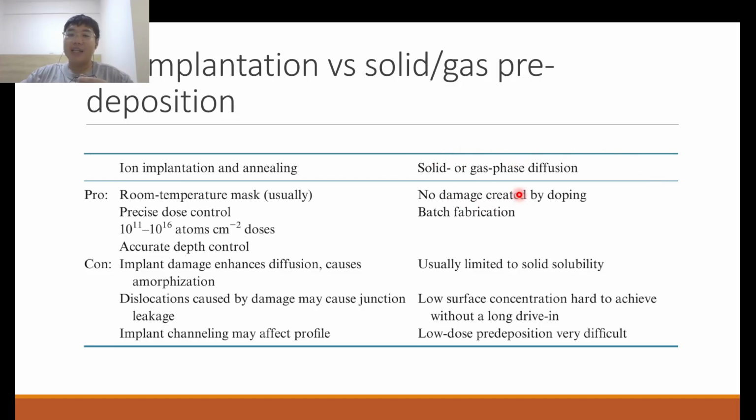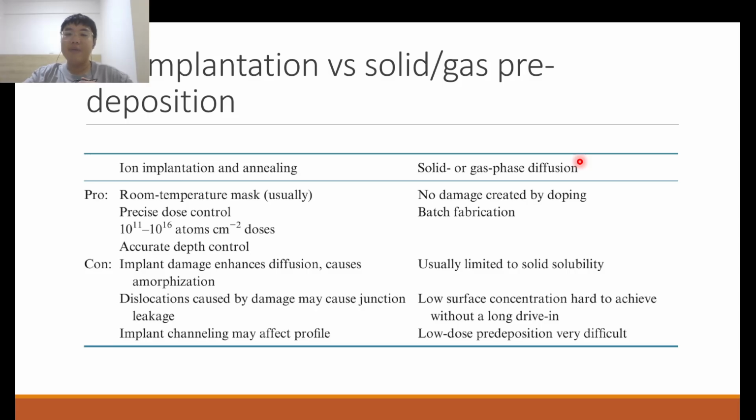And then let's look at the other case of solid or gas phase diffusion. So the pros is that there's no damage caused by doping, and that it can be fabricated in larger batches. You can have a few wafers and then we diffuse the gases in together, right? However, the con is that, as mentioned earlier, the diffusion is limited to the solid solubility level. So we cannot modify the concentration of the gas phase in order to effect a difference in the dopant concentration. It's a bit hard for us to do that.